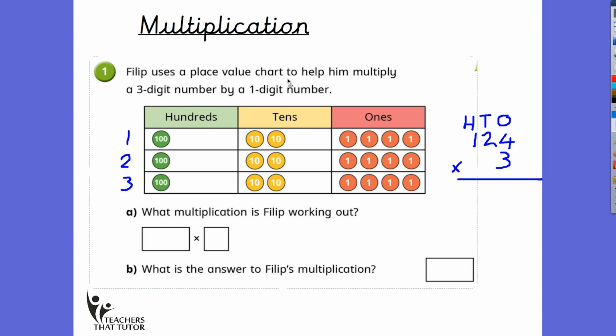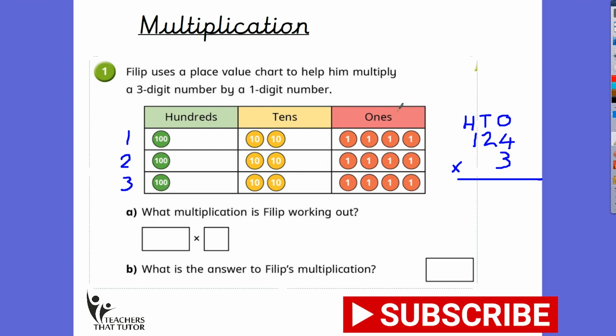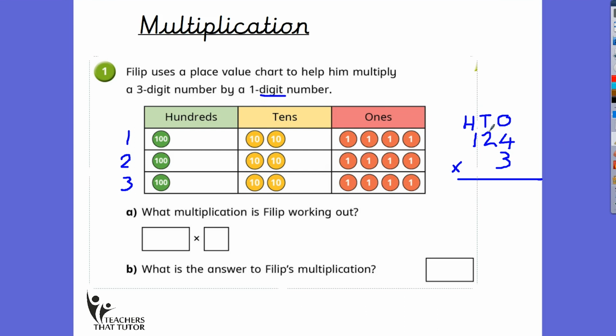Philip uses a place value chart to help him multiply a 3-digit number by a 1-digit number. Okay, digit just means one of these numbers within the number. That's 1 digit, that's 2, that's 3 digits. Now you can see here that we've got a place value chart of sorts and we've got some counters. Now what the children really need to be able to do is multiply a 3-digit number by a 1-digit number, but also be able to see what they're actually doing, because I don't want it to be too abstract for them that they can't understand what it is they're actually multiplying.